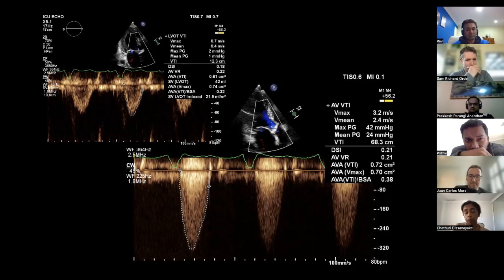And so we're looking at a severe aortic stenosis in the setting of reduced ejection fraction, low flow, low gradient aortic stenosis. This is supported by the indexed stroke volume being less than 35. And I think this patient has got severe aortic stenosis.